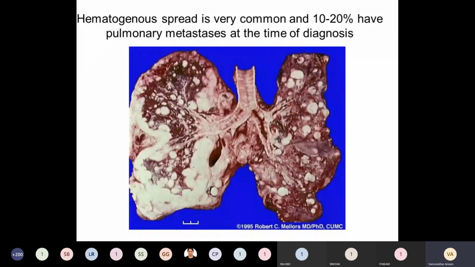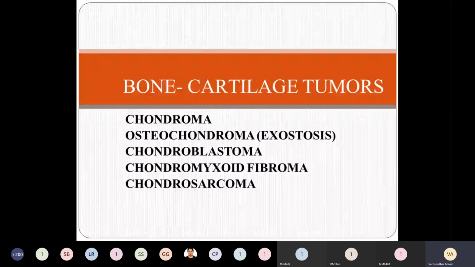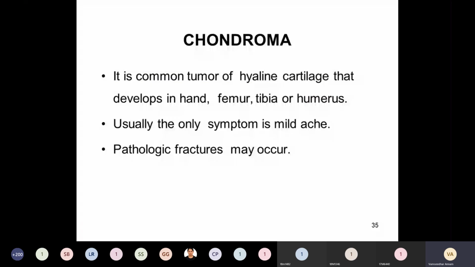So hematogenous spread is very common. 10 to 20% have pulmonary metastasis at the time of diagnosis. Treatment is multimodal, chemotherapy followed by surgery. Outcome of patients with metastasis is very poor. Next, coming to the cartilaginous tumors: chondromas, osteochondroma, chondroblastoma, chondromyxoid fibroma, and chondrosarcoma. These are all the various cartilage tumors. In chondroma, it is the common tumor of hyaline cartilage that develops in the hand, femur, tibia, or humerus.